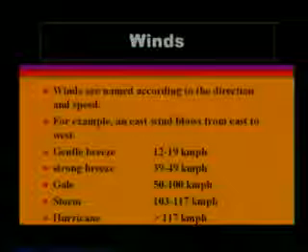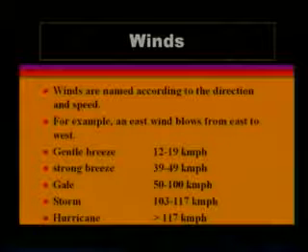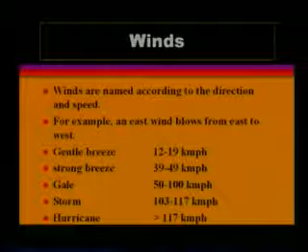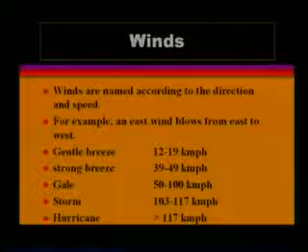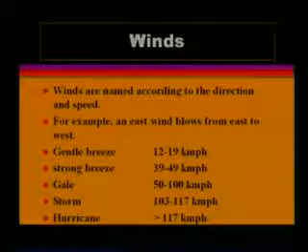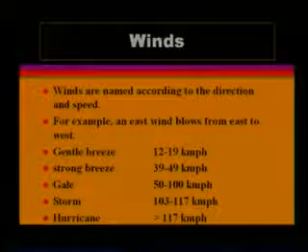Winds are named according to the direction and also the speed, and wind has its own velocity. Depending upon the direction, we can say the wind is blowing from one place to the other. If a wind blows from east to west, we call that wind an easterly wind. If a wind blows from west to east, we call that wind a westerly wind. And depending upon the speed also, we can classify winds into different categories.